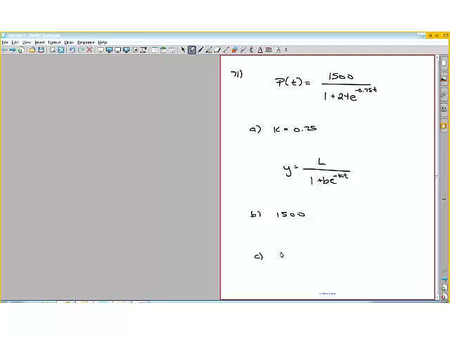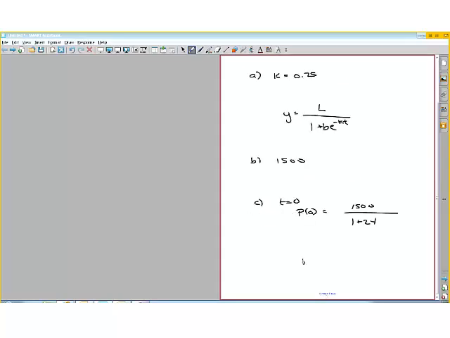Find the initial population. Well, the initial population is when t equals 0. So P of 0 is 1500 divided by 1 plus 24, because when t equals 0, we get e to the 0. e to the 0 is 1, so we just have 24 times 1. So it's ultimately going to be 1500 divided by 25.